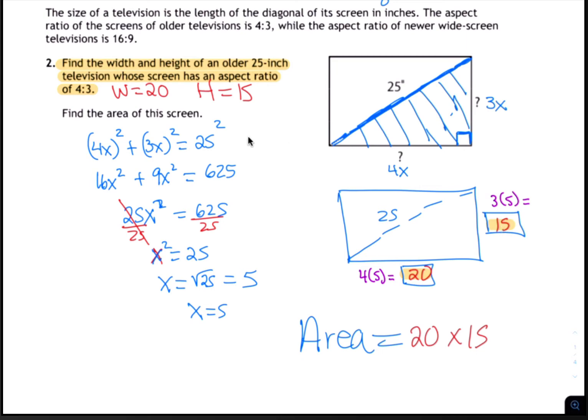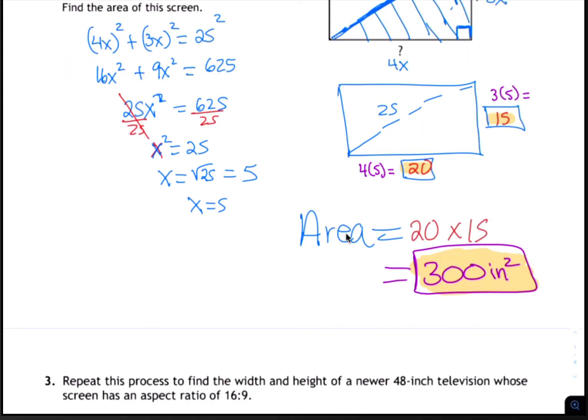Now it says find the area of the screen. The area is its width times its height. So we multiply 20 times 15 and we get 300. And more specifically, the area would be 300 square inches.